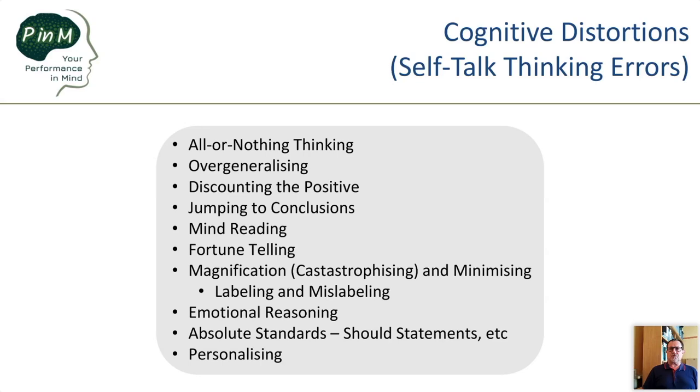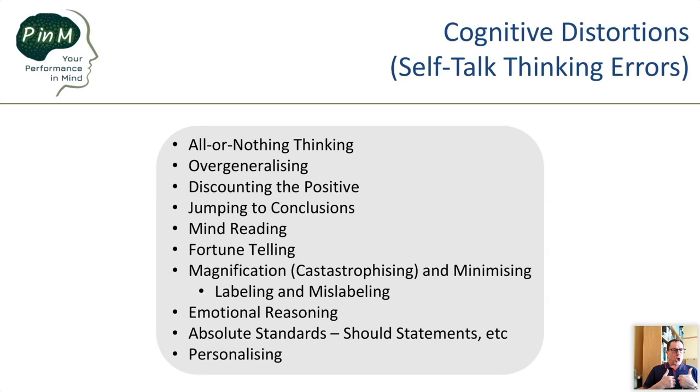The first one I want to emphasize is the first one on the list, all or nothing thinking. It's sometimes referred to as black and white thinking. And it is binary. It's completely right or wrong. So the structure of the thoughts with this thinking error is very much looking for the right solution, avoiding the wrong thing, doing a good thing, not doing a bad thing.